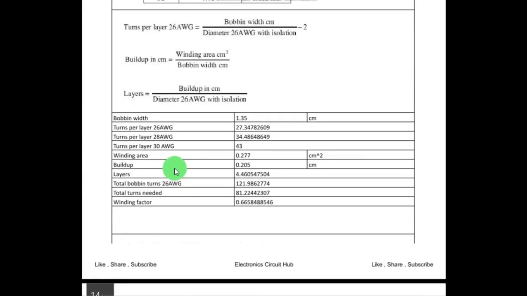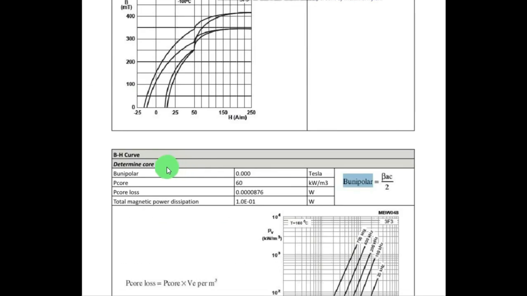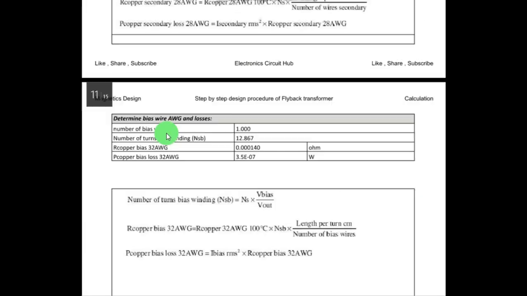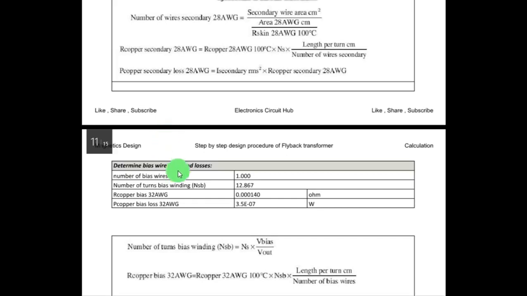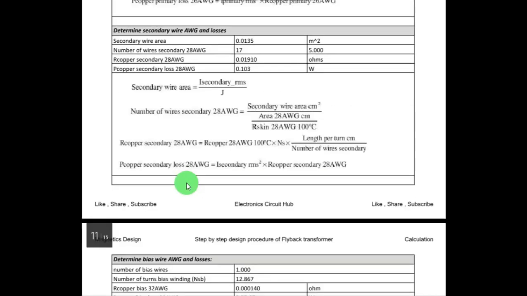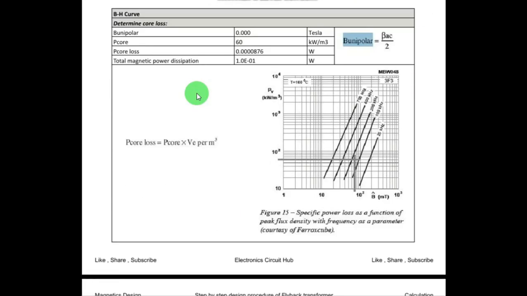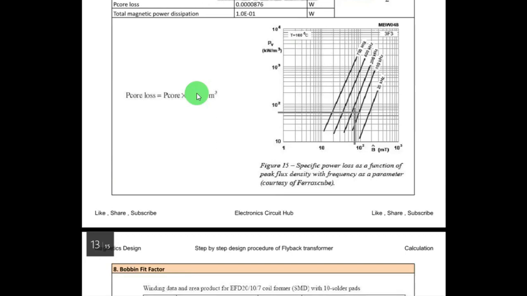Now you have calculated the core loss, you also calculated the magnetic flux density, and you also calculated the skin effect. You also calculated the wire losses, like the secondary wire AWG and losses. Everything you have calculated. Now you are able to design your own magnetics, and you will be able to build and test your own magnetics. So this is all about the flyback transformer design.